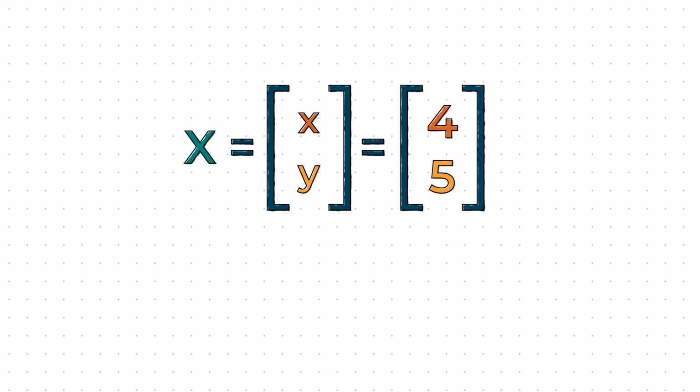And there we have it. Matrix X, which is a matrix which contains our variables x and y, is equal to the resultant matrix containing the numbers 4 and 5. Variable x therefore is equal to 4 and variable y is equal to 5. And that's it for the topic of matrices.